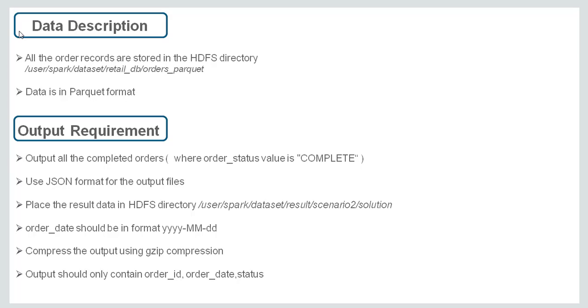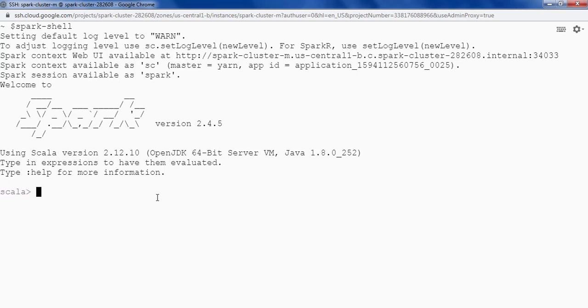So in this problem statement, first of all we have to understand how to read a Parquet data as a data frame in Spark. On top of that data, we will be applying a filter operation to filter out the records where order_status is complete. We will be changing the order date to yyyy-MM-dd format. After that, we will be applying GZIP compression on top of the data frame and we will save it in HDFS. And output should only contain order ID, order date and order status column. So let's go to the lab and see.